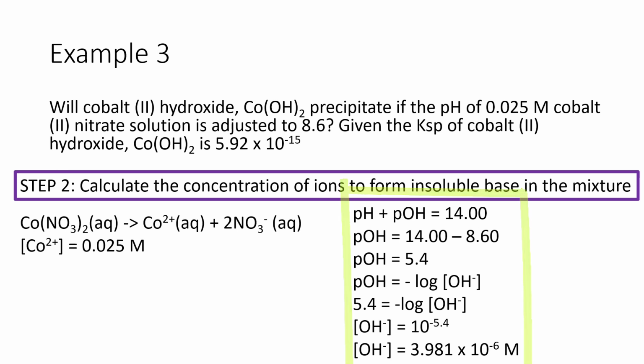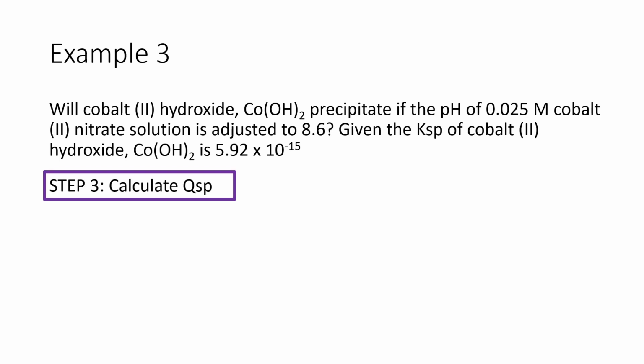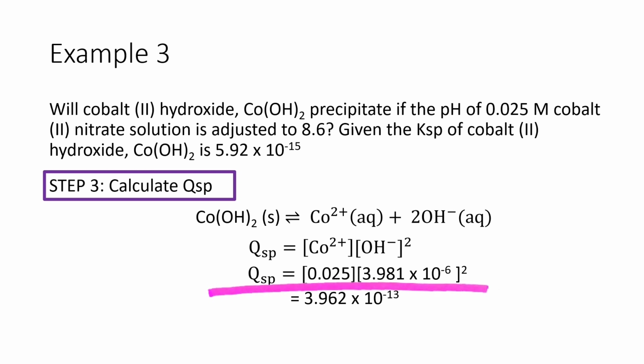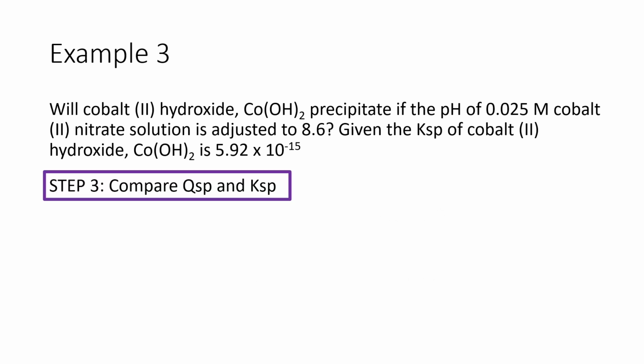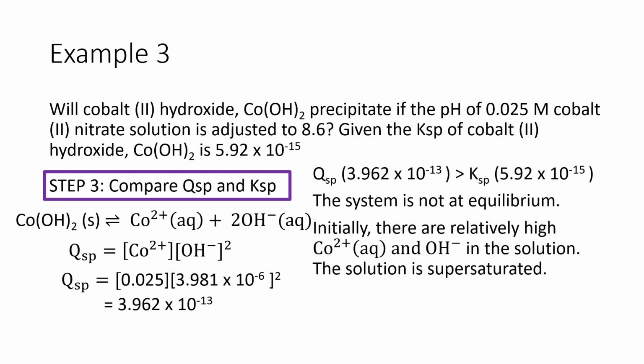of negative 6 molar. In step number 3, we calculate the reaction quotient value by substituting the concentrations of ions that we found in step 2 into the reaction quotient expression, to give us the reaction quotient as 3.962 times 10 to the power of negative 13. Then in step number 4, we compare the reaction quotient value calculated with the solubility product value given. For this question, the reaction quotient value is 3.962 times 10 to the power of negative 13, which is larger than the solubility product value given, 5.92 times 10 to the power of negative 15.